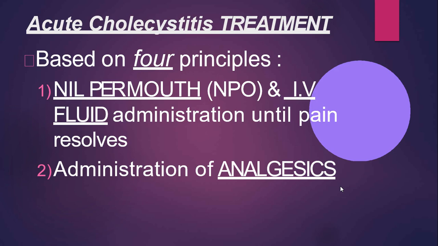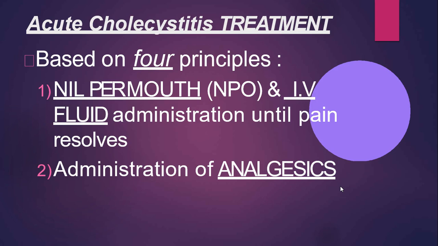Acute cholecystitis treatment is conservative treatment. Now here there are two schools of thought. One type of surgeon says if the patient comes within 24 hours with acute cholecystitis, you can go for the surgery. The second school of thought says in acute cholecystitis, first give the conservative management and then do the interval cholecystectomy after 6 weeks. Now conservative treatment depends on 4 principles.